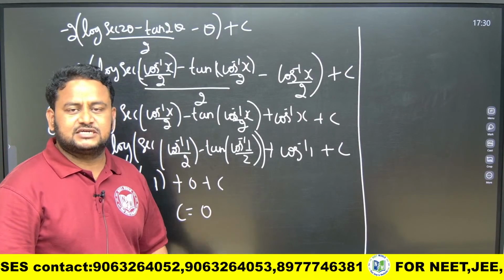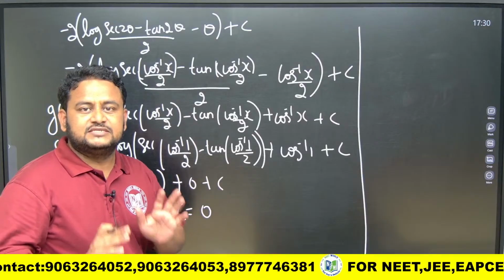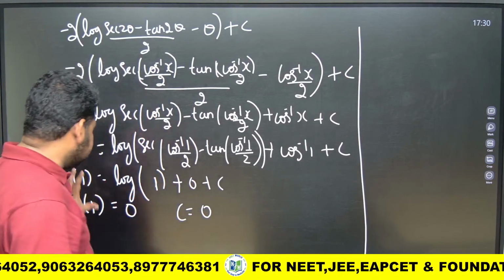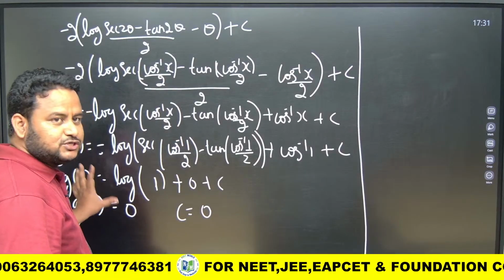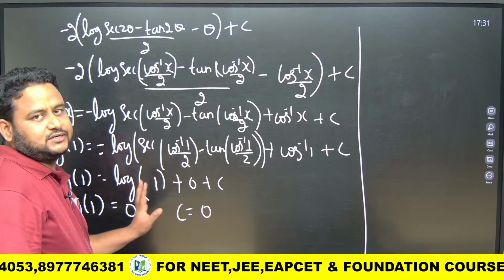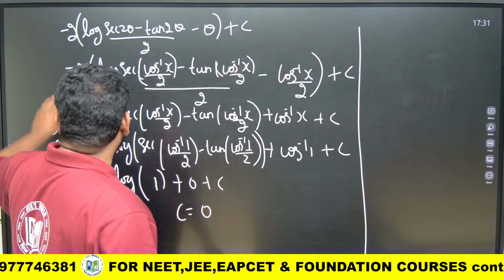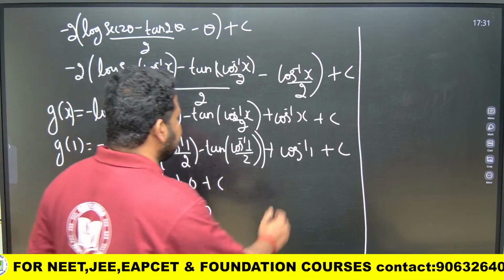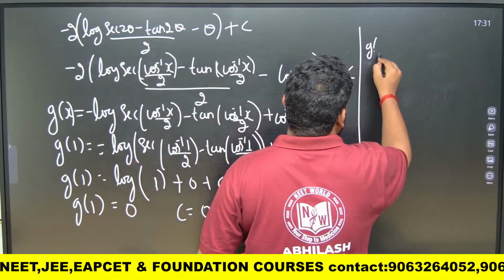See here, now they are asking us to find g of 1 by 2, not g of 1. G of 1 I used to find the constant. Constant value I got it as 0. Now for this function g of x, I will put g of 1 by 2. So what will happen here?